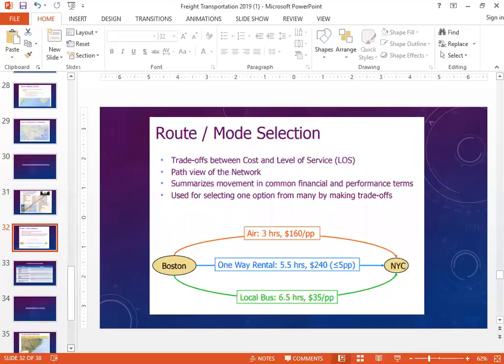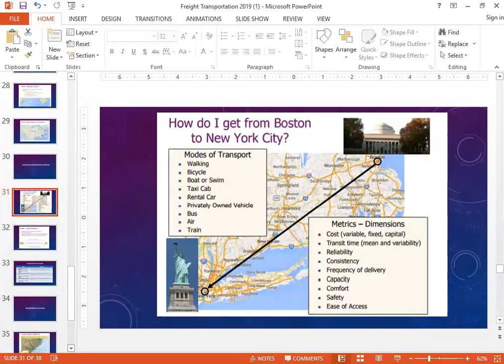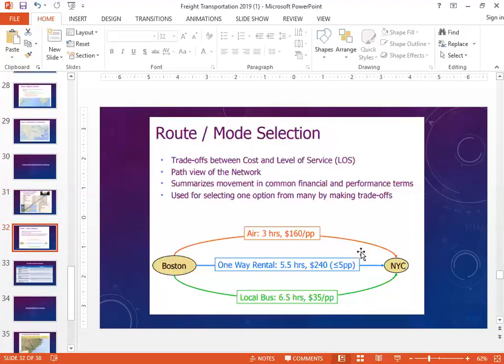So again, on this slide, it's mentioned, the key trade-off is between cost and the level of service. And in terms of level of service, what exactly does that mean? On this slide, they've mentioned a lot of the metrics. So the level of service means the transit time, the time it takes to get from one place to another, the reliability, the consistency, frequency of delivery, capacity, comfort, safety, ease of access. These are the things that need to be considered when you are deciding which route and mode you would like to select to transport goods.